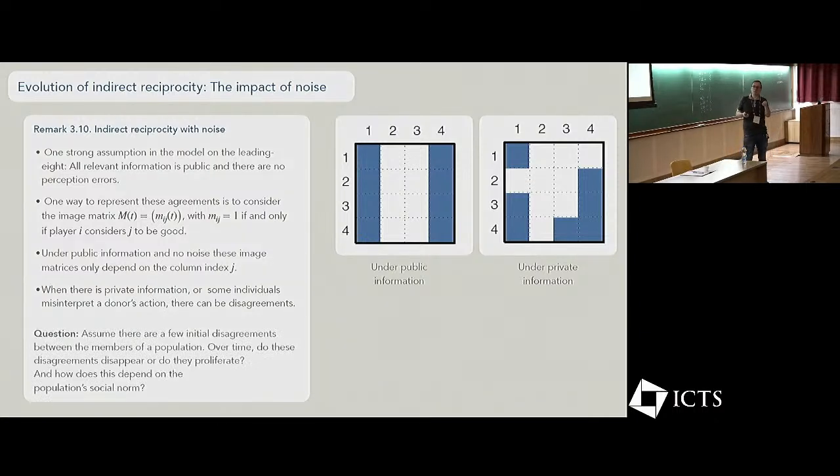Suppose you start in a population where there are a few initial disagreements about others. Now the question is, would people over time converge to a unique view again, or would these kinds of disagreements spread? In some other sense, you could ask, is the social norm that you consider error correcting? If you start with some small error, some small disagreement, would these small errors lead to further disagreements, or would these disagreements disappear over time?